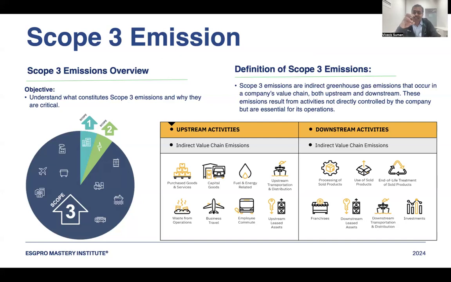It has two sides. One is the upstream side, which is from raw material to the gate of your company. Whatever process happens there relates to upstream activity. Scope 3 clearly and distinctly identifies 8 different categories where you can identify the emissions happening.